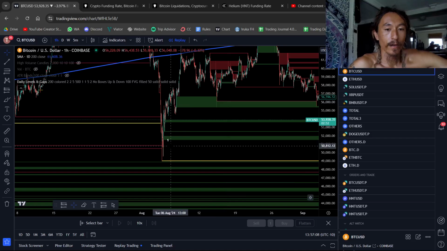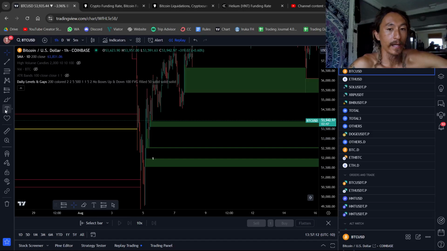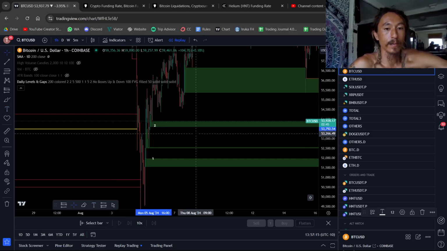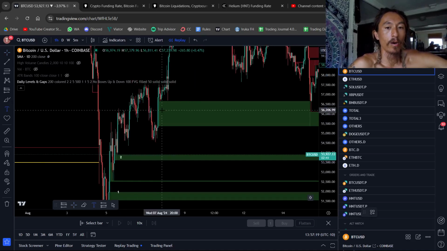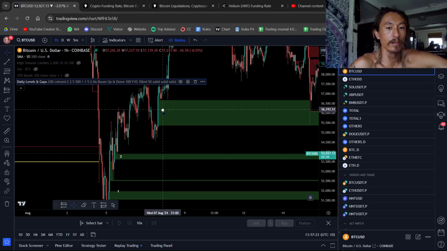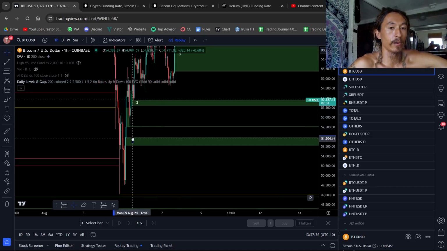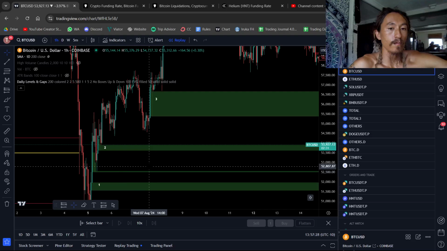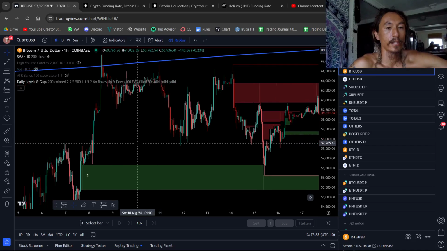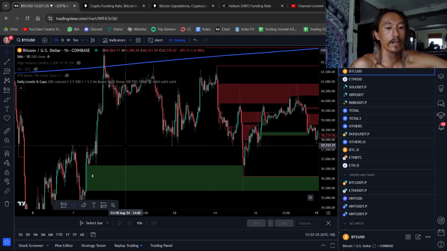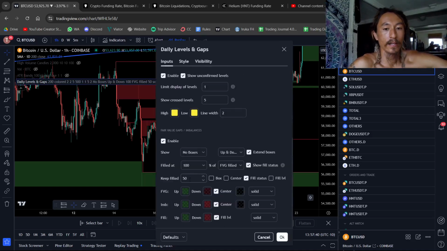So, fair value gaps came to me as an ICT concept, and the concept to me, it's like, why do they work? Well, when price has an inefficient straight line move up, it means that there's probably limit orders that didn't get filled. And if price returns to these levels, they're going to be hit with limit orders. So that's typically my understanding of why.